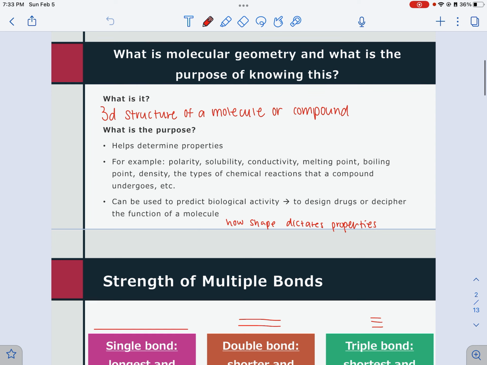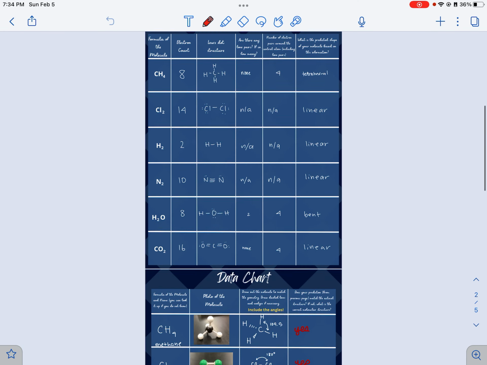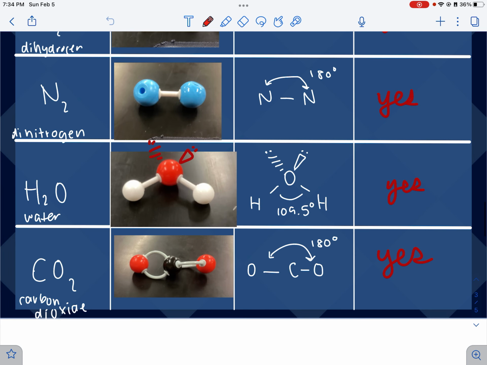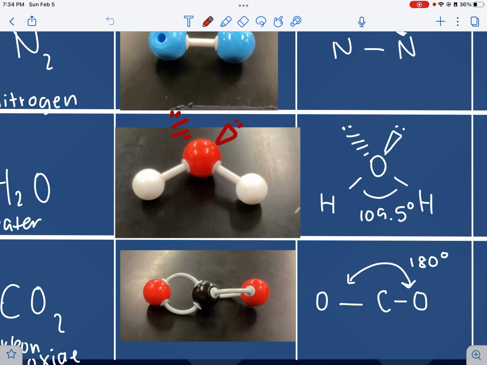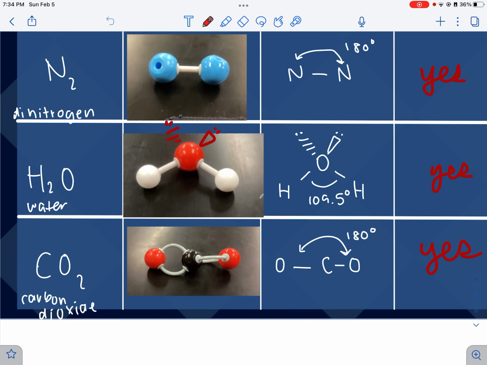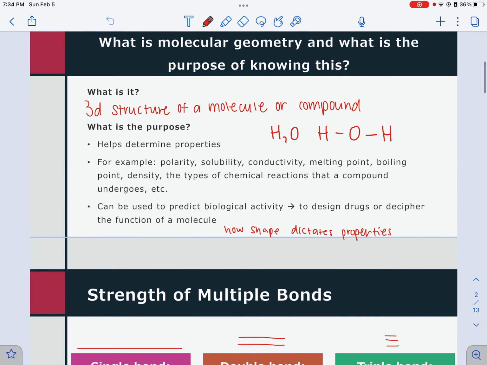So okay, let's go over what molecular geometry is and what the purpose of knowing this is. It's literally a 3D structure of a molecular compound, like H2O. This is H, right? How would you put that in 3D in our regular life? It would look like this, right? That's what it would look like in real life. It's 3D, you can hold it. And that's what we're trying to understand. This is 2D, we're trying to look at 3D.